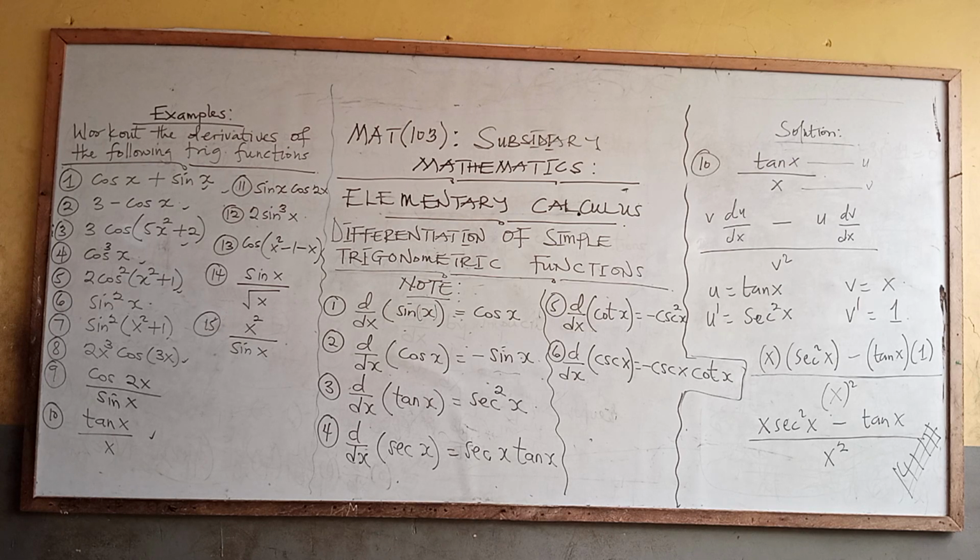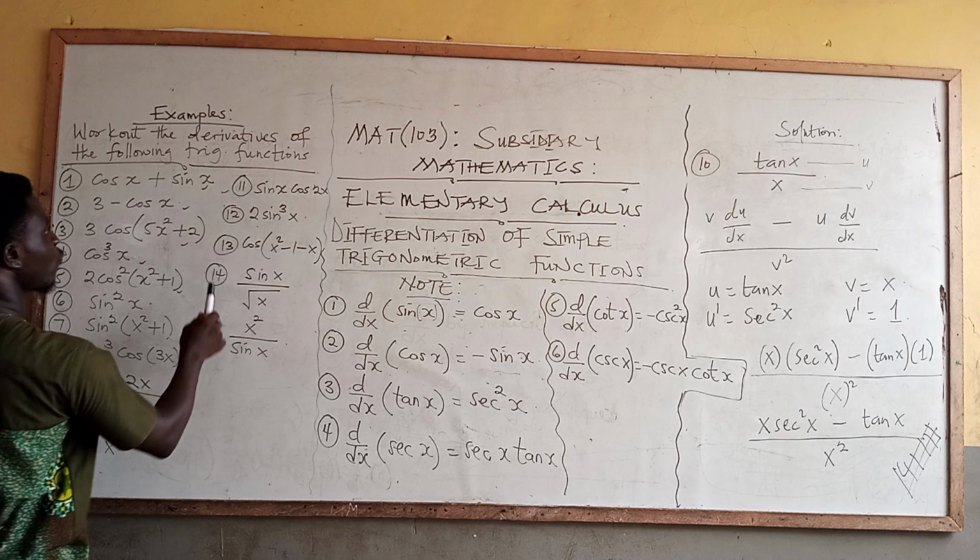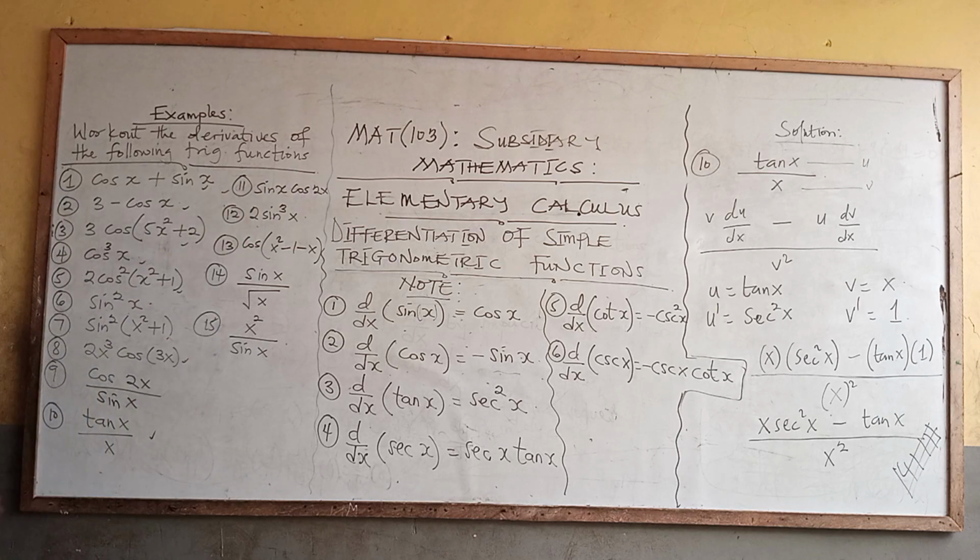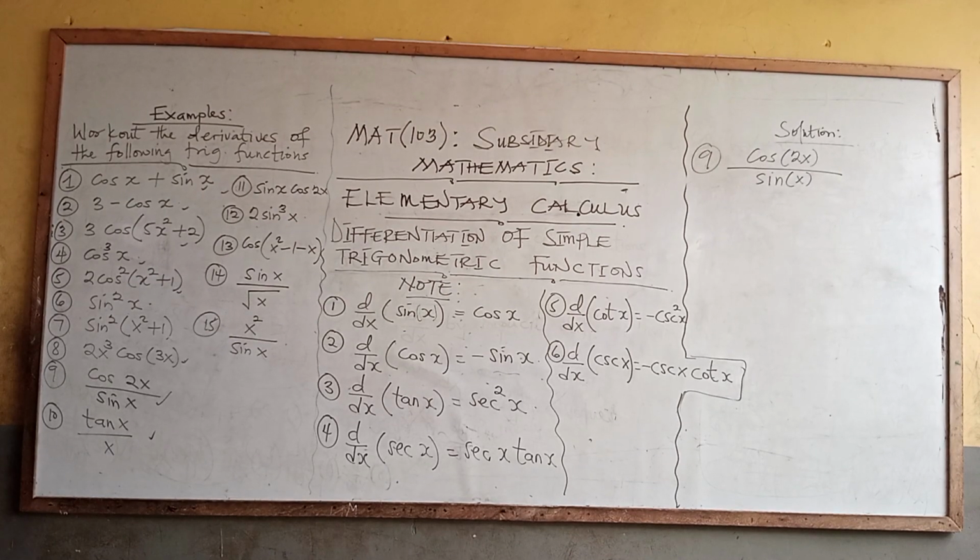So you can see the number of questions I've solved. I've solved 1, 2, 3, 4, 5, 6, 7, 8. So I've solved 8 questions. So we are left with 7 questions, right? But don't forget, I'll leave some for you to solve. Let's solve our last question, which is question 9. All right, so let's see.